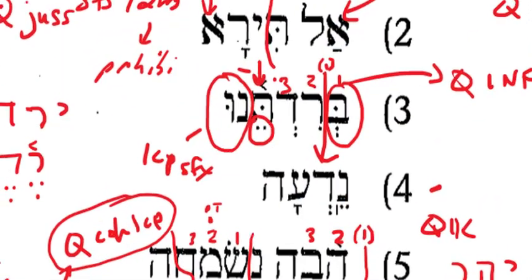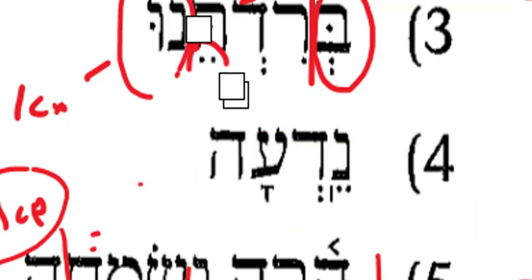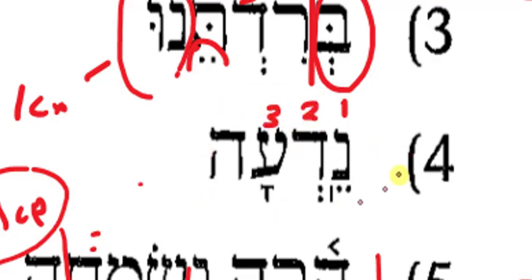Look at number 4 real quickly here. And what we have is neda'ah. I've got 3 consonants here, followed by a qamets he. Is it possible that those are my 3 root letters here? Neda'ah from nada.